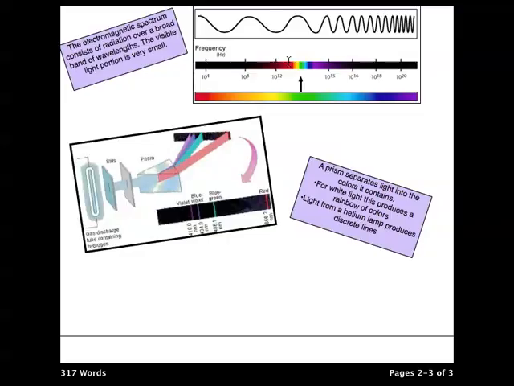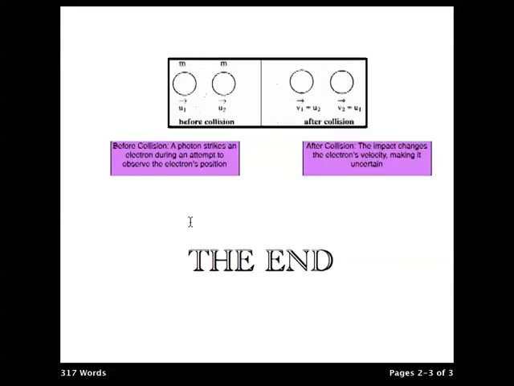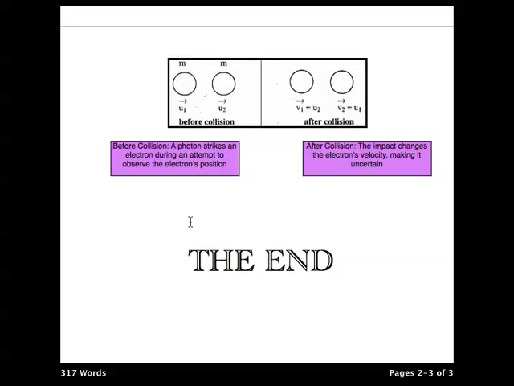For white light, this produces a rainbow of colors, and light from a helium lamp produces discrete lines, which is an example to the left and shows how that works. And then down here, we have a before picture of collision and an after picture of collision, and as you can see, you can tell the differences between the two. Before the collision, a proton strikes an electron during an attempt to observe the electron's position, and after the collision, the impact changes the electron's velocity, making it uncertain.